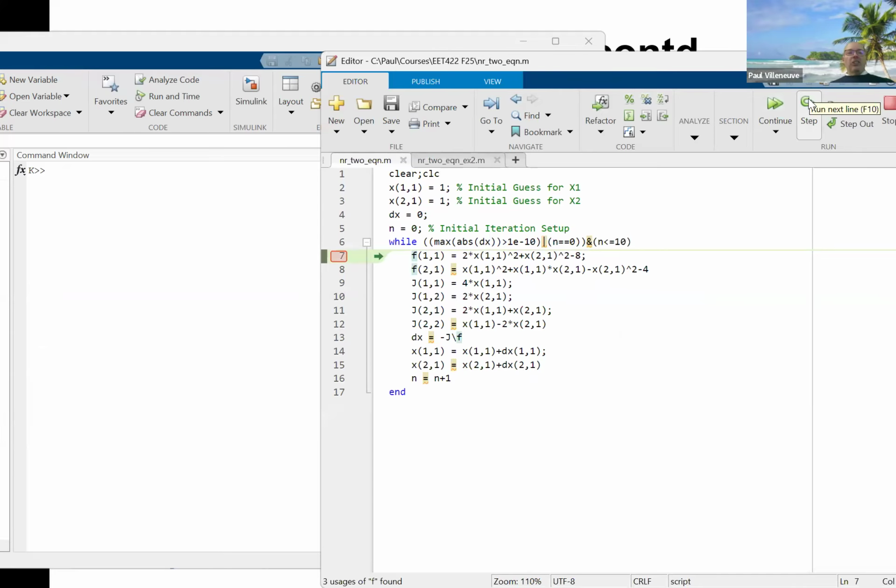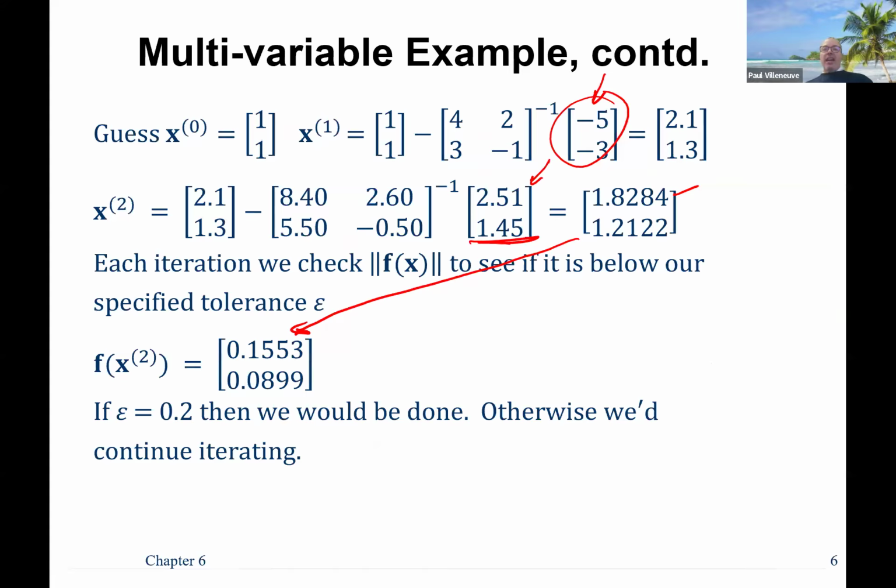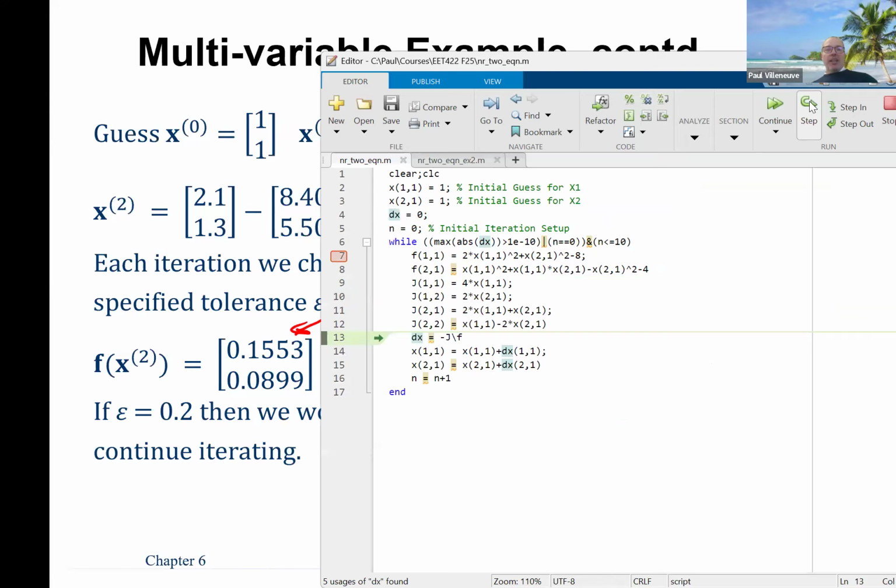I will run each line so you can take a look. So F, exactly what we said in the slides, right? -5 and -3. Now I'm going to run through my Jacobian, and I'm only plotting it at the end. My Jacobian, 4, 2, 3, -1. Let's check and see if that's what we have. 4, 2, 3, and -1, right? So those check out okay.